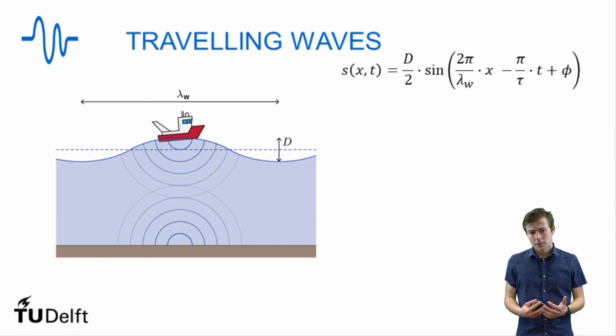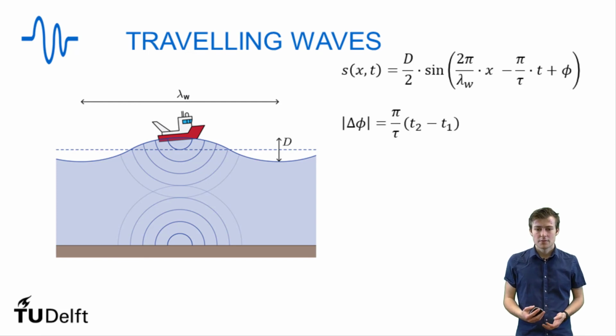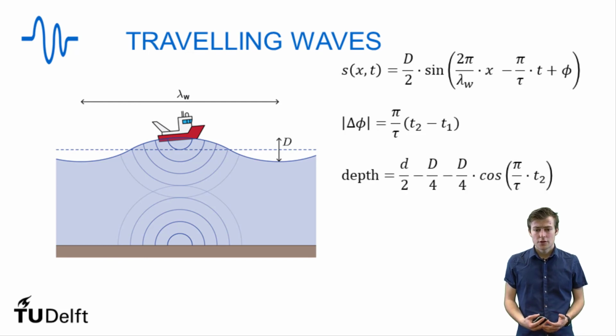When we want to measure the depth, we have to send sound waves and measure them back. And this causes a time shift or a phase delay, which is pi over tau times t2 minus t1. And with this, we could finally determine the depth of the ocean, which is small d over 2 minus capital D over 4 minus capital D over 4 times cosine of pi over tau times t2.